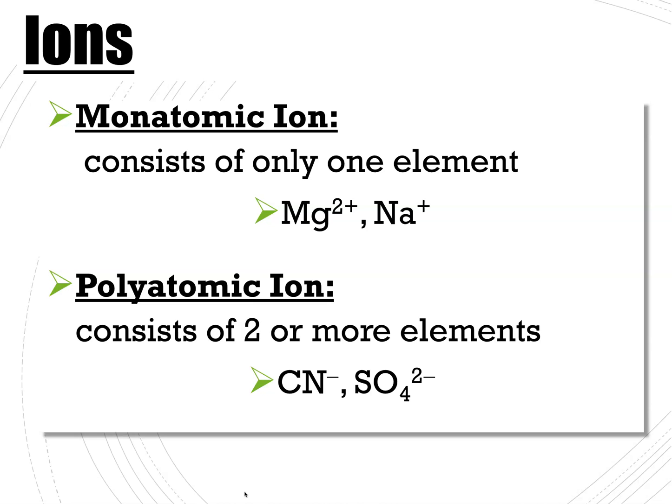So cyanide, CN minus, and the sulfate ion, SO4 2 minus. Polyatomic ions do not exist on the periodic table. They exist on your ion sheet, or at least the ones we expect you to know.